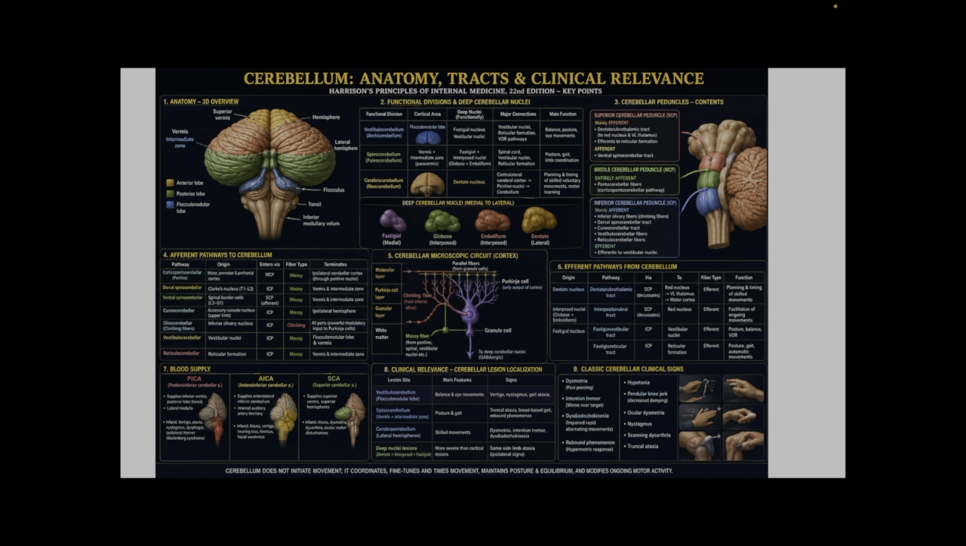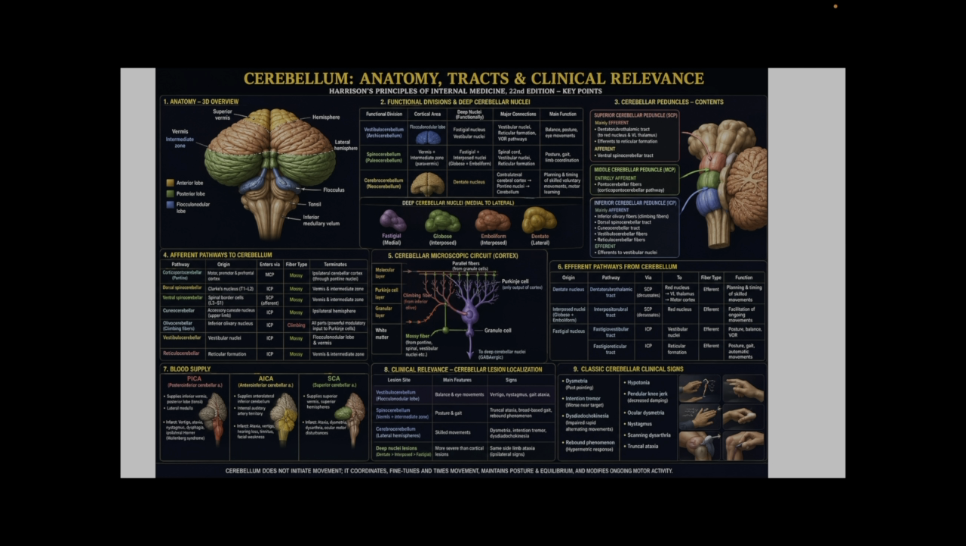The cerebellum is located in the posterior cranial fossa, behind the pons and medulla, beneath the tentorium cerebelli, and it develops from the metencephalon. Structurally, it consists of two cerebellar hemispheres connected by the midline vermis.